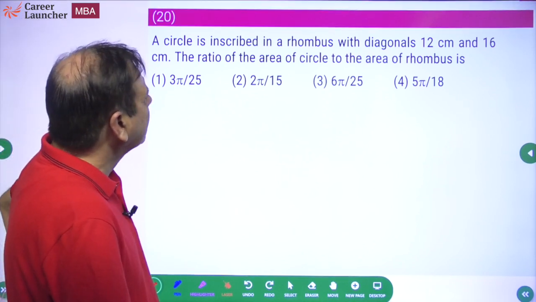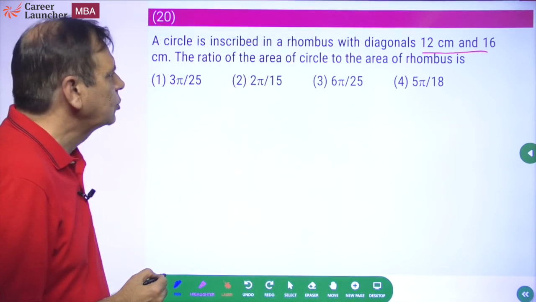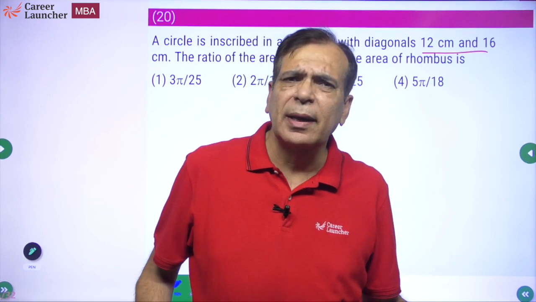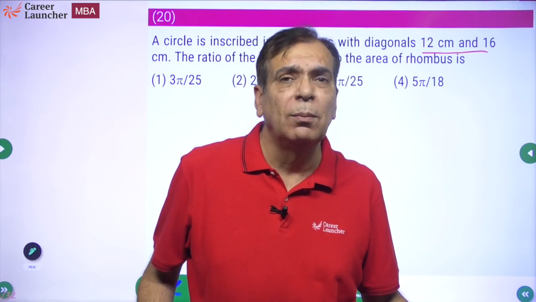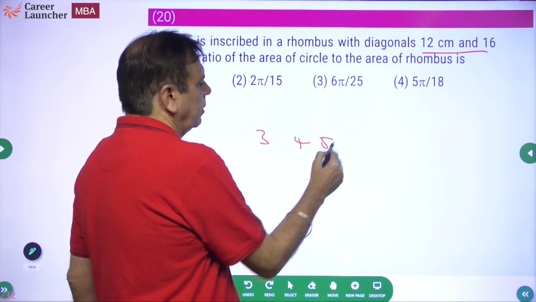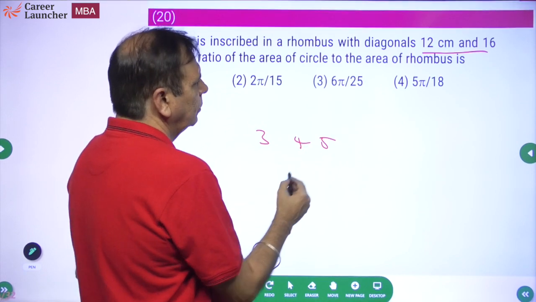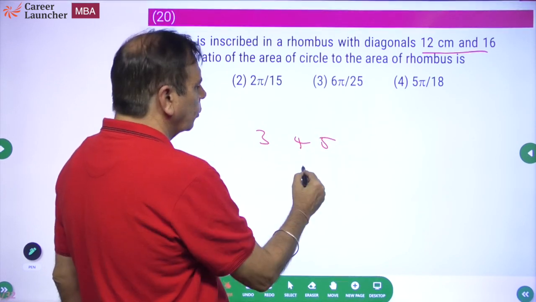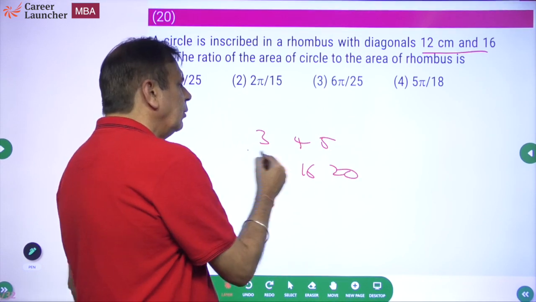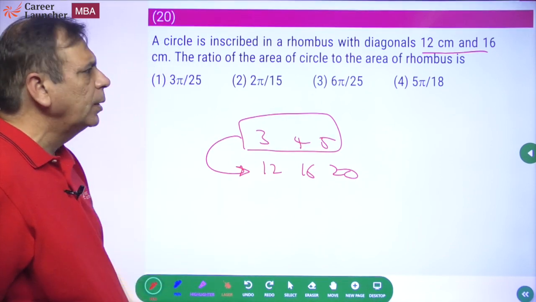Okay, a circle is inscribed in the rhombus with diagonals 12 centimeters and 16 centimeters. What is the ratio of the area of circle to the rhombus? First thing, what do you remember on seeing 12, 16? Pythagoras theorem. Why? 3, 4, 5 is a Pythagoras theorem. 4 into 4, 16. 3 into 4, 12. 20. This will also be a Pythagorean triplet.